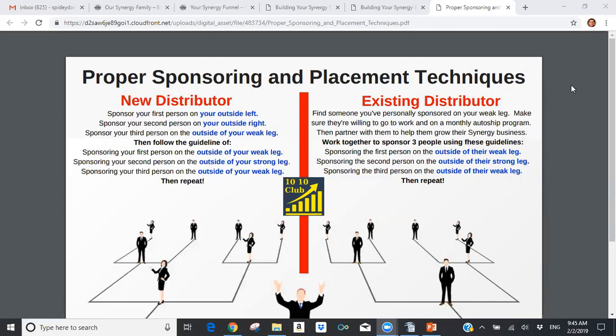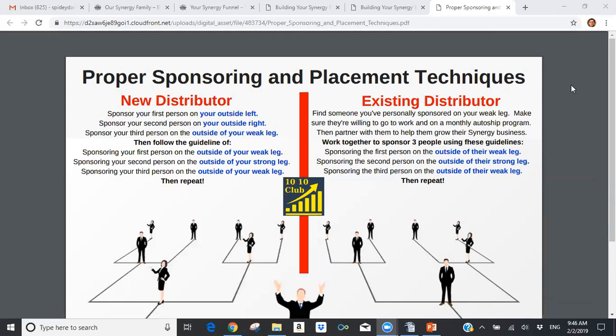The question I have, Dan, is I know that Synergy offers a lot of reports on their platform. Is there a report that you know of that would show the volumes on individuals without having to dig through the tree? No, I don't know of a report without going through the tree.